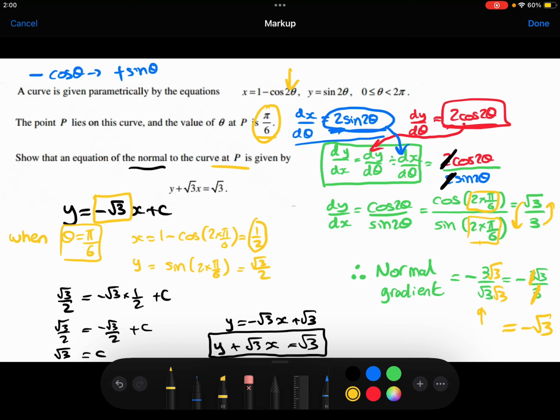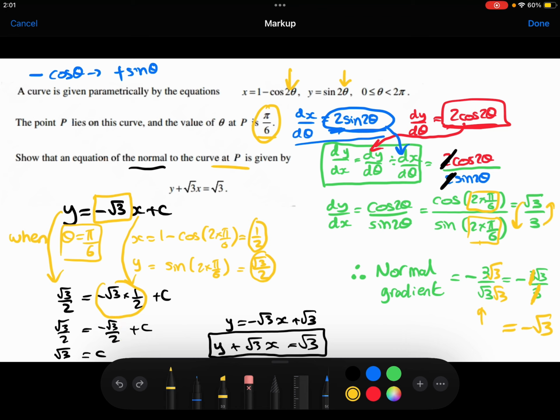And then I've substituted the pi over 6 in here to work out the y coordinate. So sine of 2 lots of pi over 6 is root 3 over 2. So that's why I've plugged the root 3 over 2 in here, and I've plugged the 1/2 in here. The minus root 3 times a half is minus root 3 over 2.